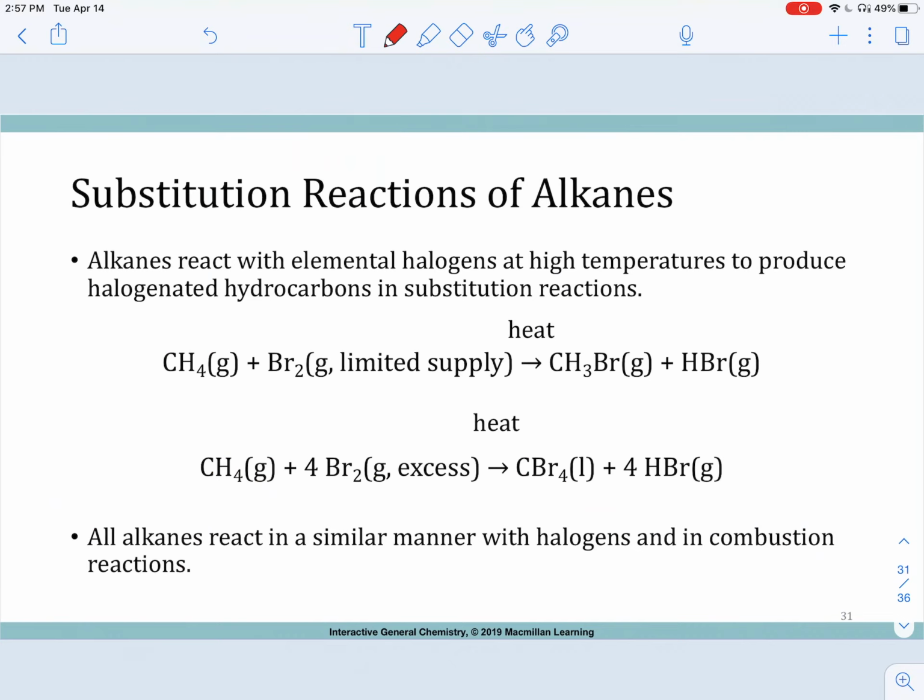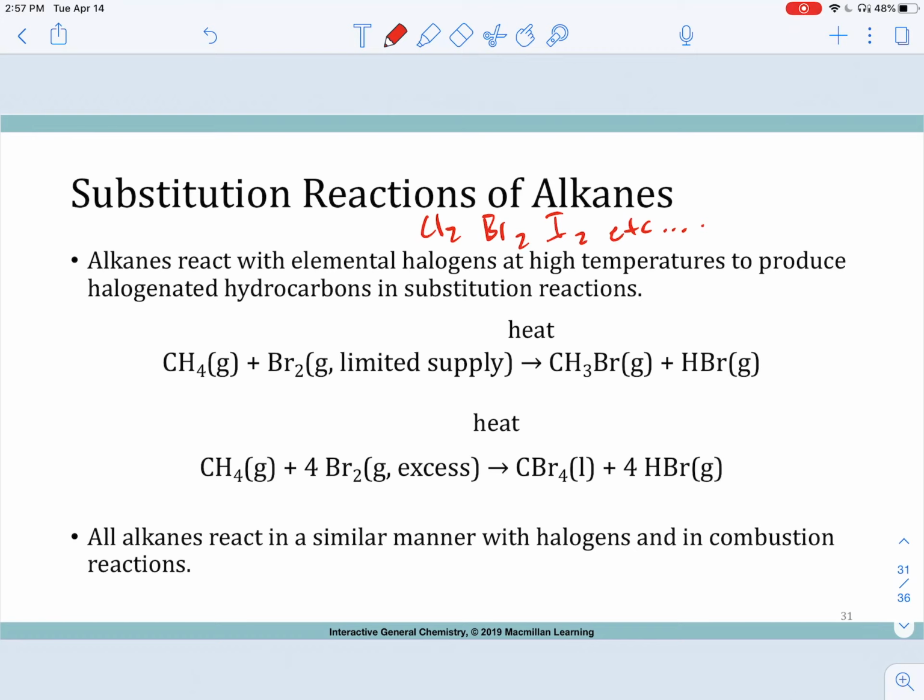Another reaction we're going to look at is substitution reactions. So elemental halogens, so Cl2, Br2, I2, etc. They're pretty reactive species. You wouldn't want to be breathing in these gases. So they can react with hydrocarbons. Hydrocarbons don't do a lot of reactions like this unless you do something pretty reactive with them. So again, if you have limited supply versus excess, you'll see different reactions happen.